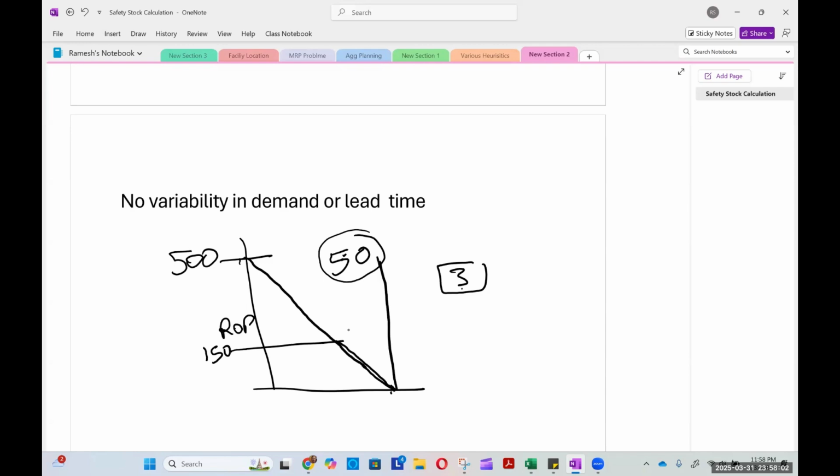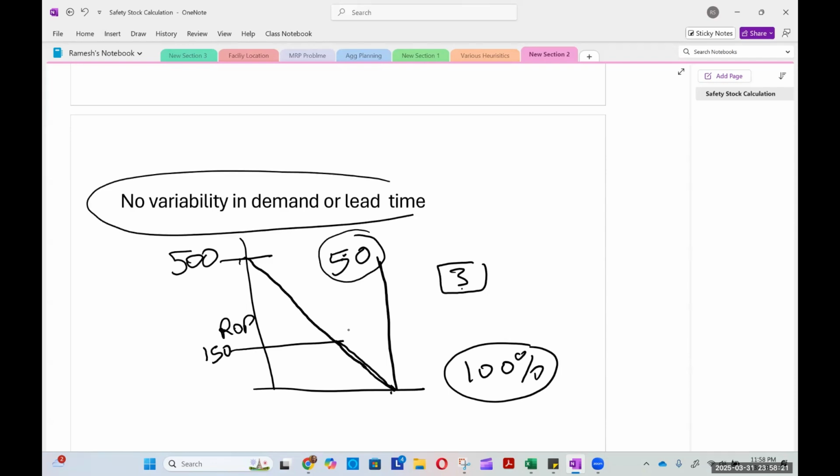Remember, there is no variability in demand. Demand is 50 per day. Lead time is exactly 3 days. And you will really have 100% customer satisfaction. You will have 100% service level. You will not turn away any customer. Of course, this doesn't really happen in real life, but that's a simple assumption. If there's no variability in demand, the safety stock you need is absolutely 0.